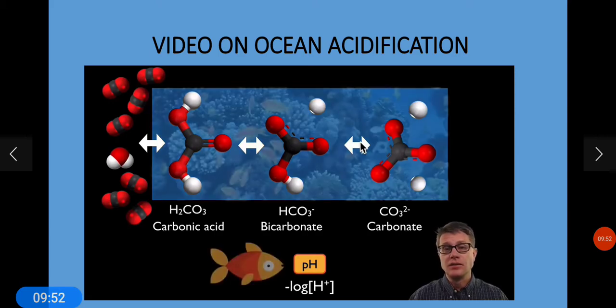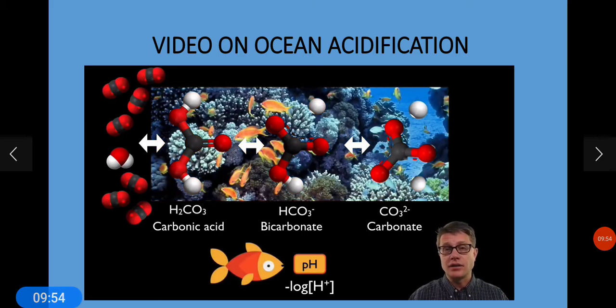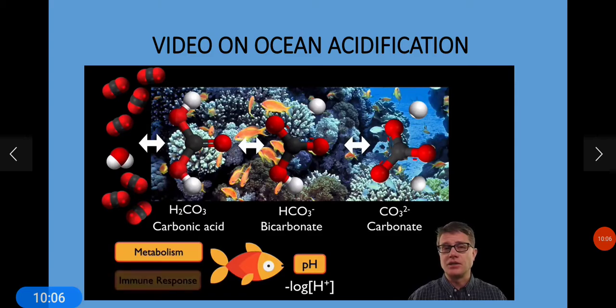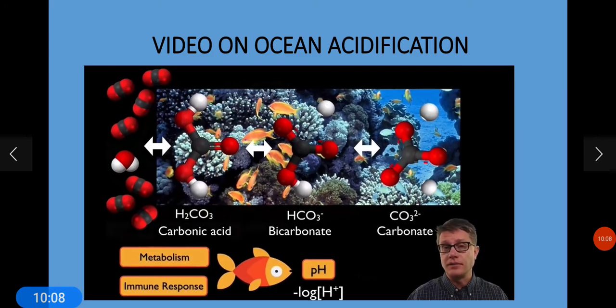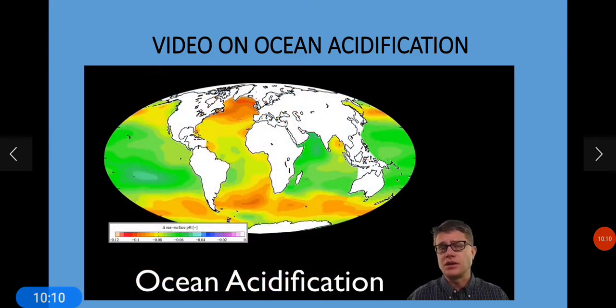Why is this a big deal? Well, life exists in this water, and life is regulated by proteins, and proteins require a specific pH. So studies are showing that if we decrease the pH and make it more acidic, organisms are having a decrease in metabolism, and they can have a decrease in their immune response as well. Now, how much of a change in pH are we seeing?